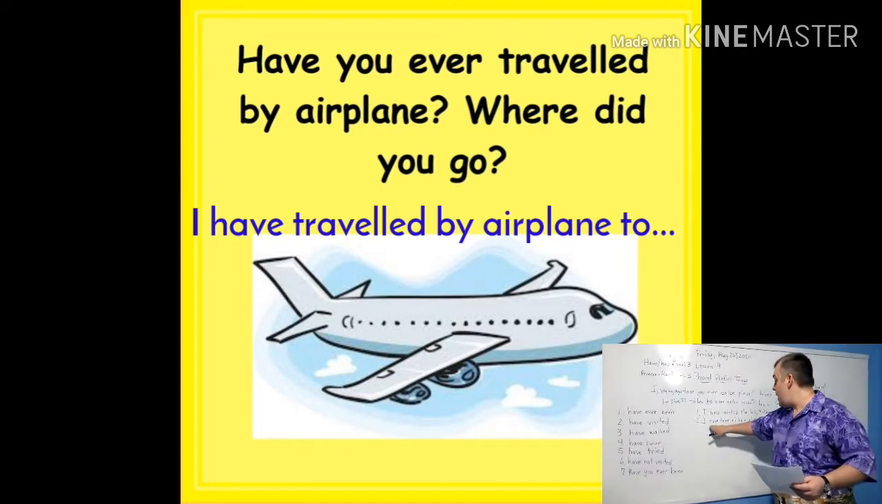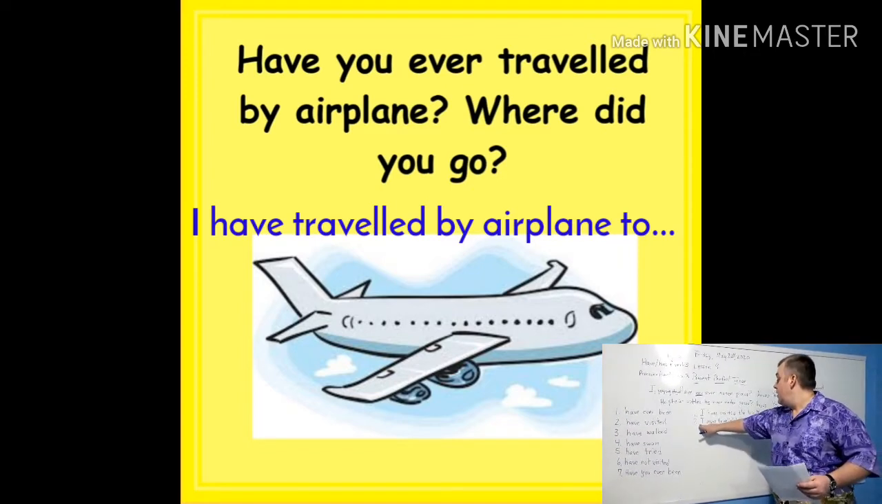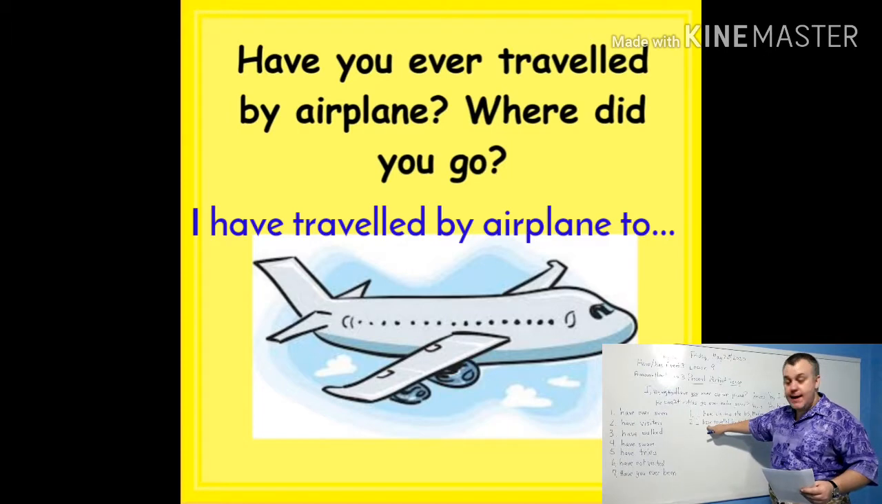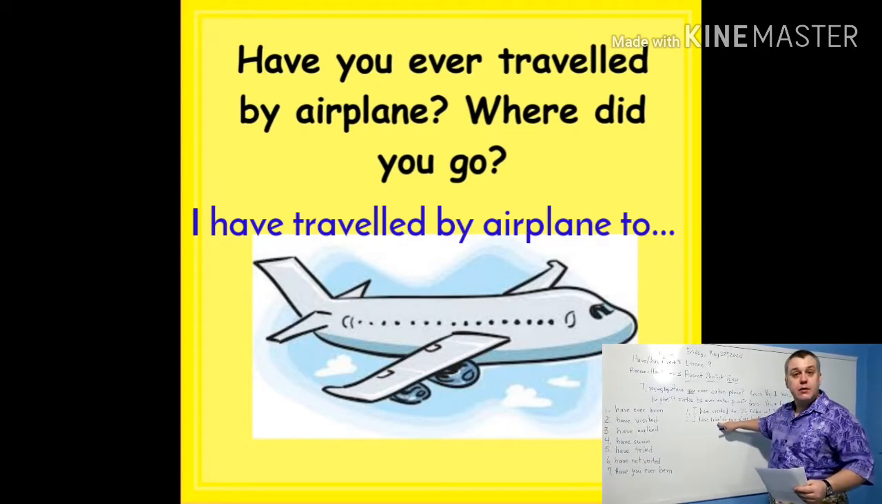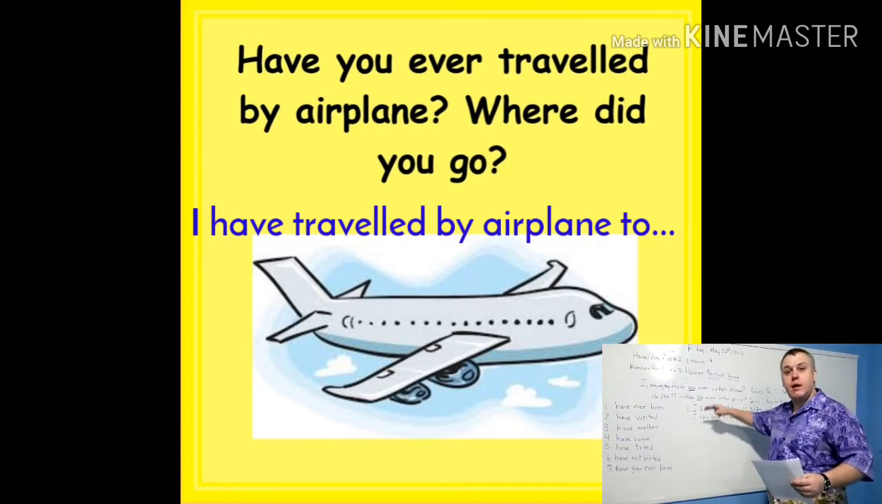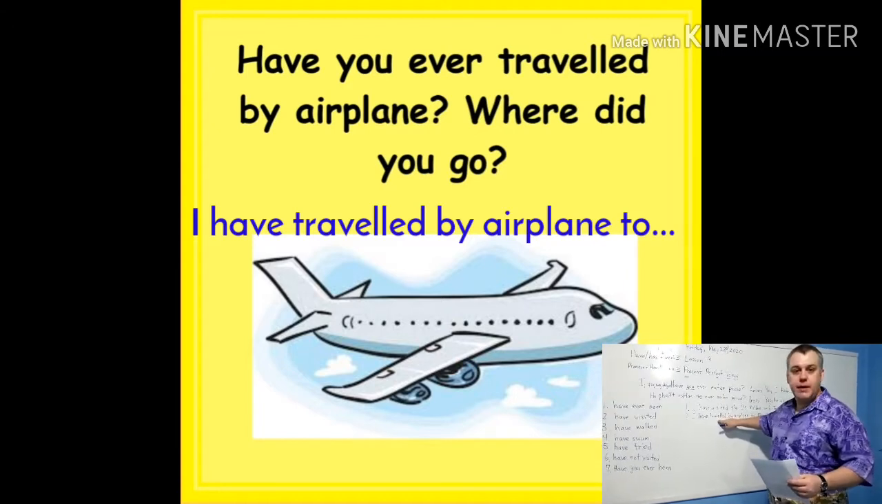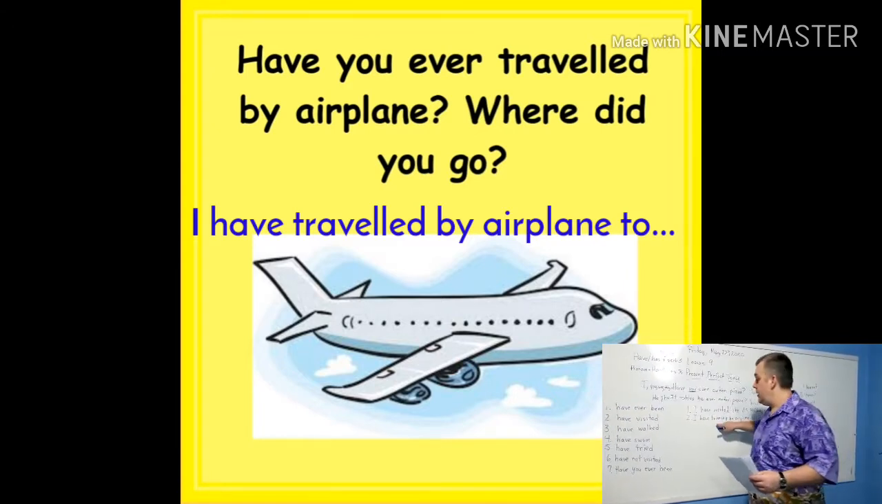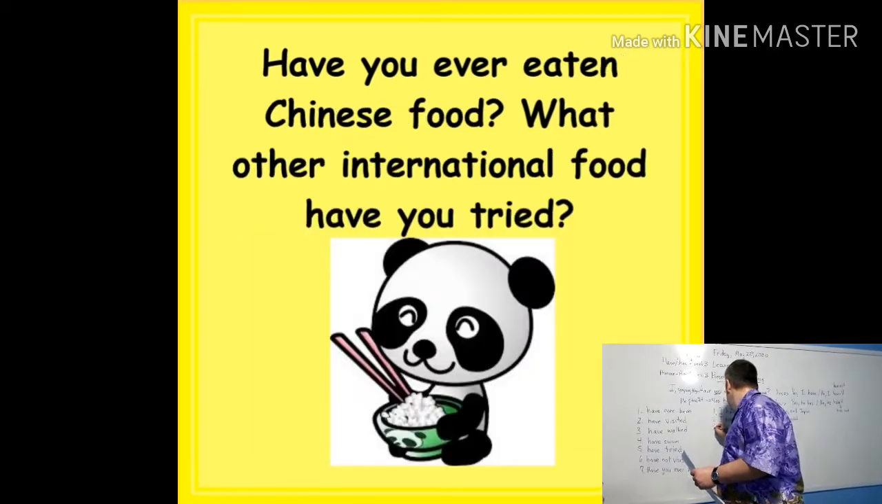Okay. I have, pronoun, have or has, verb 3. Okay. Pronoun, has or have, verb 3. Traveled is verb 3. Next.